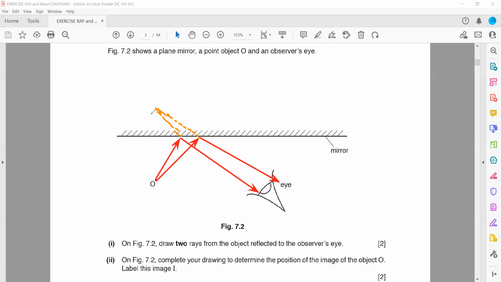The position where the two light rays will intersect will be the position of the image. And remember, in a plane mirror, the object distance and image distance should always be equal. Whatever distance there is between the object and the mirror, the same distance will be on the other side. So what is the best way to complete this drawing accurately, instead of drawing the rays first from the object?